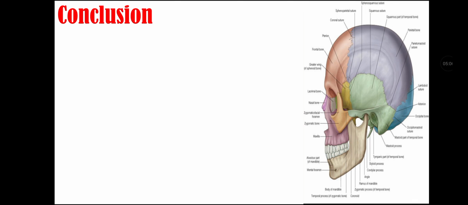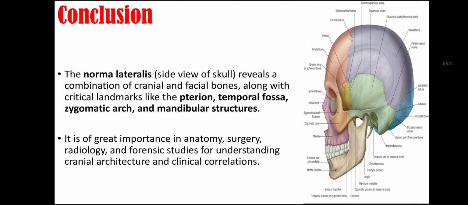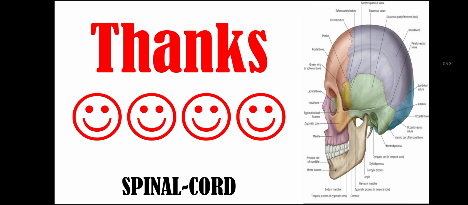Conclusion of this lecture video. Norma lateralis, the side view of the skull, reveals a combination of cranial and facial bones, along with critical landmarks like the pterion, temporal fossa, zygomatic arch, and mandibular structures. It is of great importance in anatomy, surgery, radiology, and forensic studies for understanding anatomical architecture and clinical correlations. And this is all about norma lateralis.